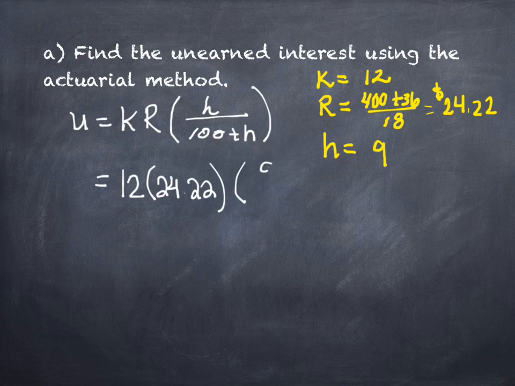H is 9. And then this will be over 109, right? 100 plus 9 is 109. So you can multiply straight across here, actually. You can take 12 times 24.22 times 9 divided by 109. And this is the amount that you're going to save in interest. It's a dollar amount. Make sure you put that on there. What do you get?